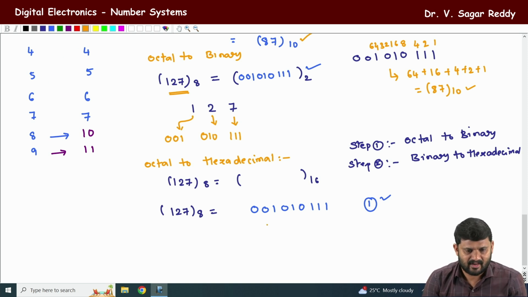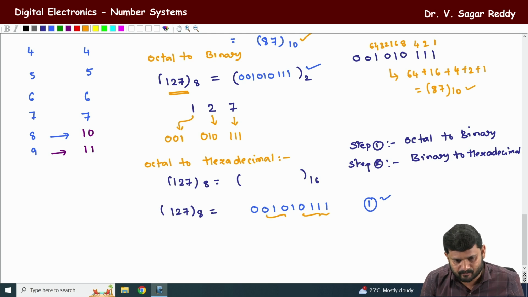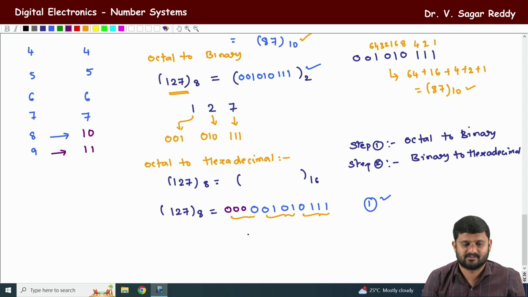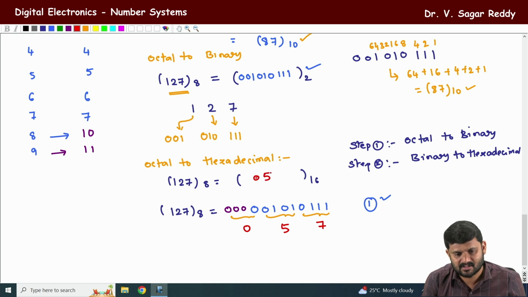While converting binary to hexadecimal, we group 4 bits as 1 digit in hexadecimal, and the remaining 4 as 1 digit. For example, if there is only 1 bit, we can add 3 more bits. If it is 0, no problem. If I have 1 and it has some value, then you can append zeros to the left side. Now 0, 1, 1, 1 is 7, and 0, 1, 0, 1 is 5, and this one is 0. The corresponding hexadecimal is 057.